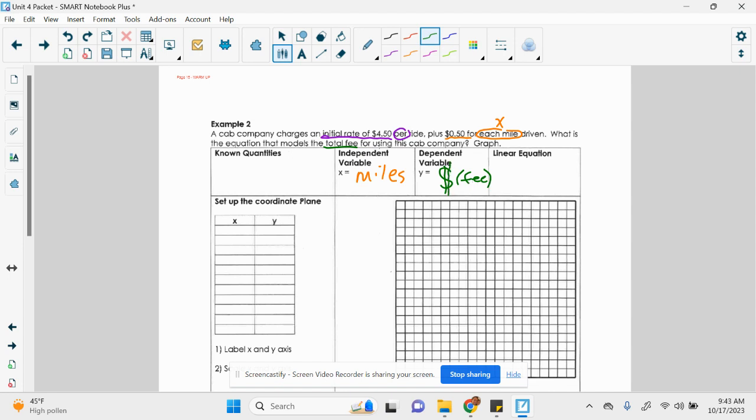So now what we're going to do is notice the known quantities. You could write them out. I like just underlining them. You don't really need to write those out. I'm going to write our equation out here. So here's our linear equation. Our linear equation is going to be our total fee.